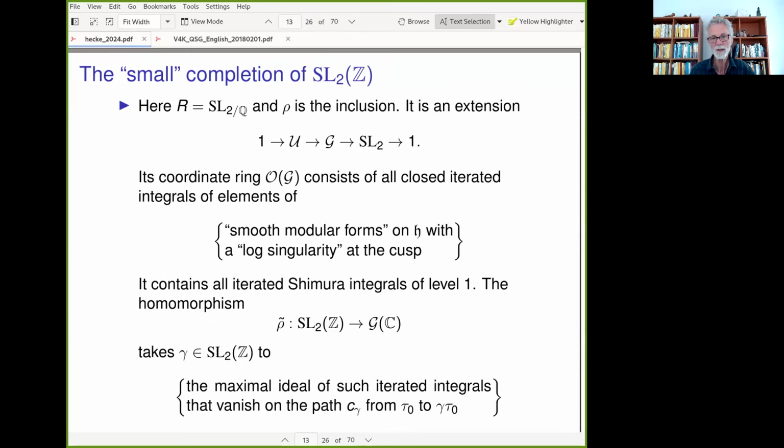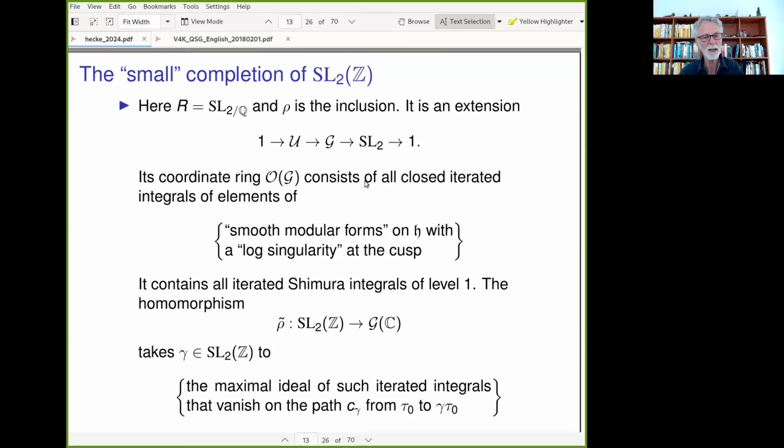And so this completion is an extension of SL2. In fact, the pro-unipotent radical will be free in the sense that its Lie algebra is going to be a free Lie algebra, and that free Lie algebra is in fact infinitely generated. It's a Lie algebra in the category of SL2 modules, and it's basically generated by all modular forms times a corresponding representation of SL2.